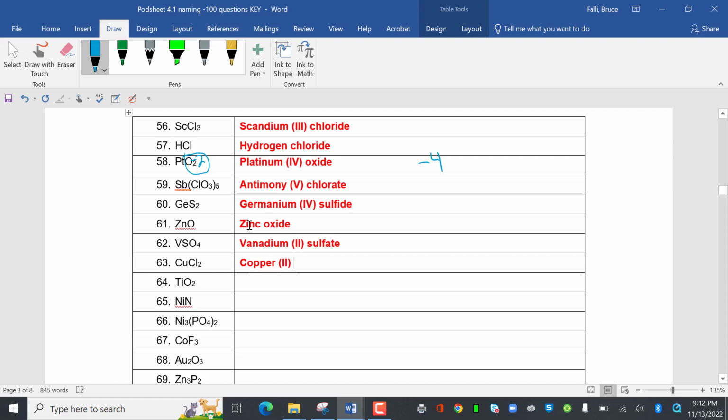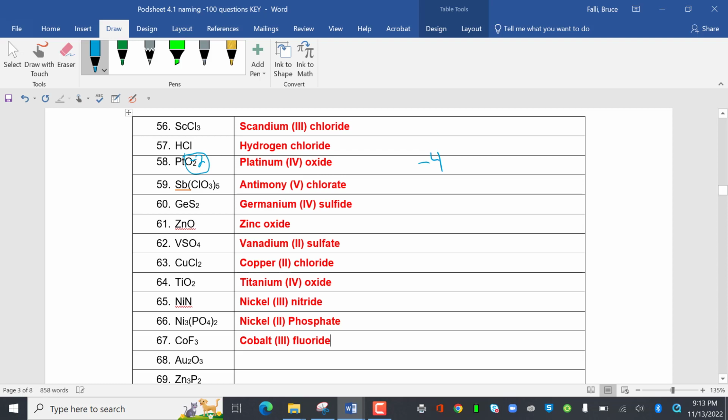Copper 2 chloride. Titanium. Again, notice how I love to give you the titanium 4s, the Roman numeral 4s with the oxygens, to make sure you check that. Ooh, we did the other side of this one before. Nickel 3 nitride. Here I can tell it's nickel 2 because of that guy. Oops, I put a parenthesis there. Nickel 2 phosphate.